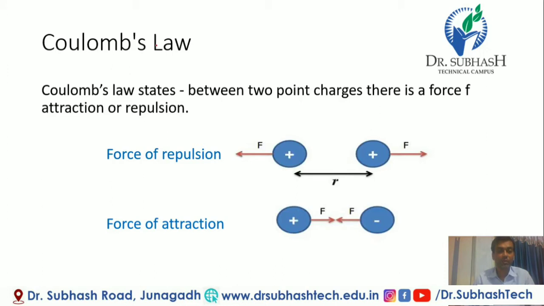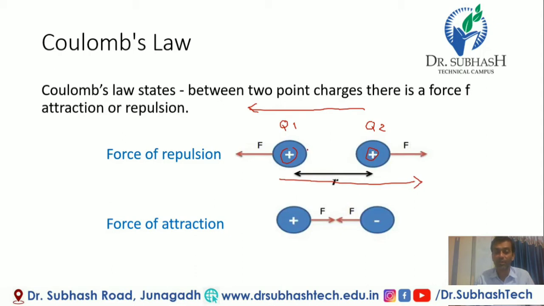As per Coulomb's law, between two point charges, here Q1 and Q2, there is a force F which will be either attractive or repulsive. Suppose both have the same charges, meaning both are positive or both are negative, then there will be a force between the two charges such that the force on Q1 due to Q2 will be in this direction and the force on Q2 due to Q1 will be in this direction.